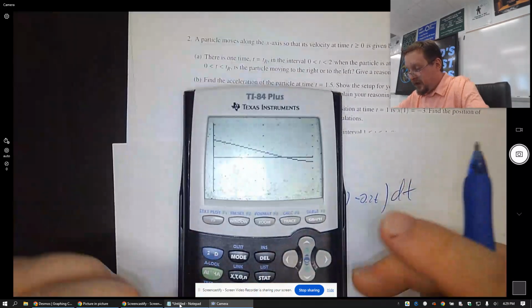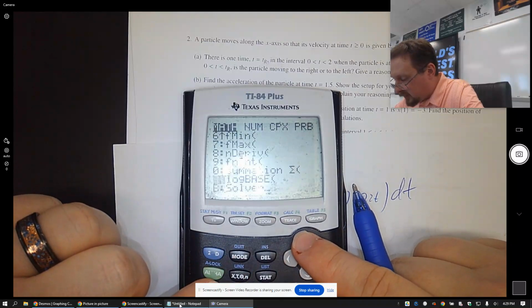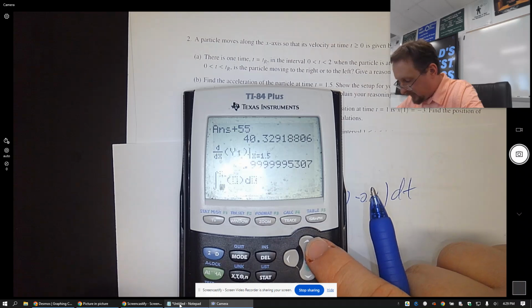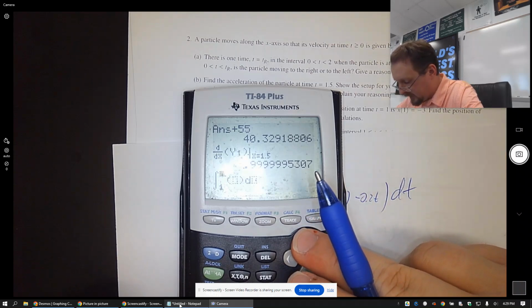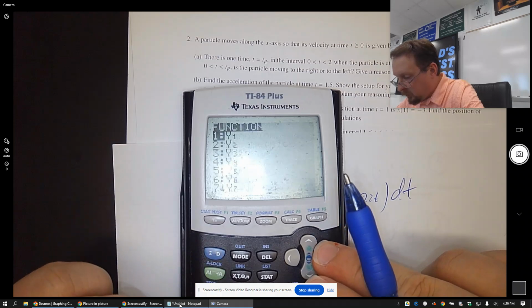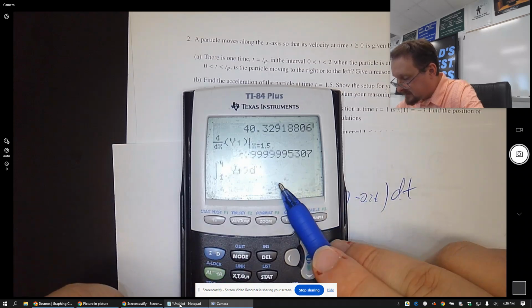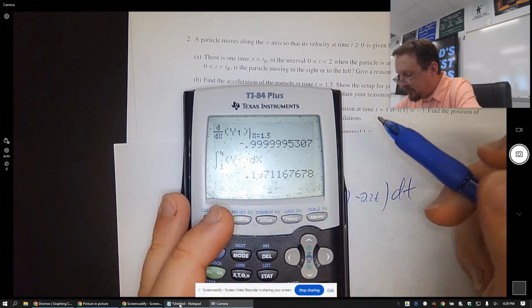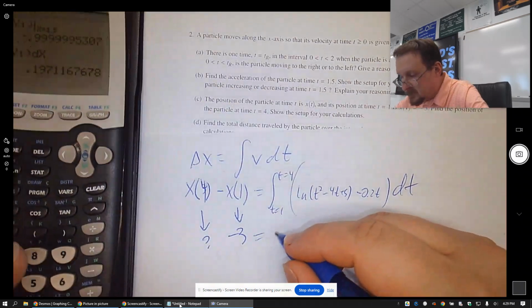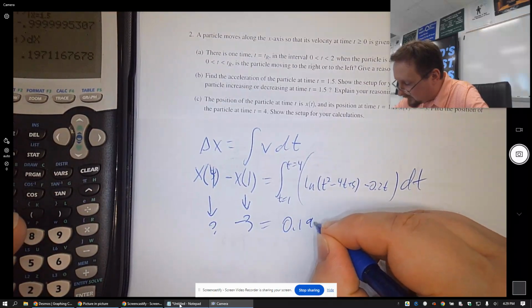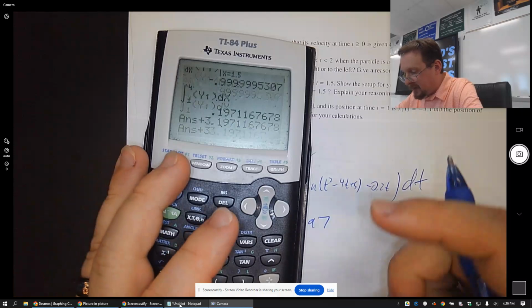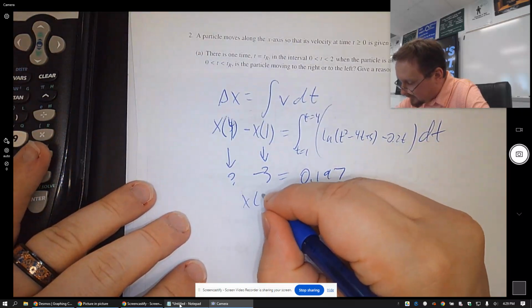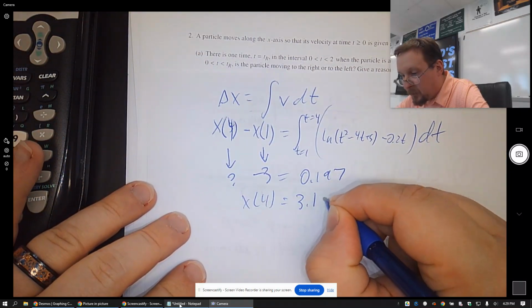Let's evaluate this. Function, numerical integration. All right, so from time 1 to time 4, the number is going to be 0.197. I did round that correctly, right? 0.197. So I'm going to add 3 to that, and I'm going to get 3.197. So x at 4 is 3.197.